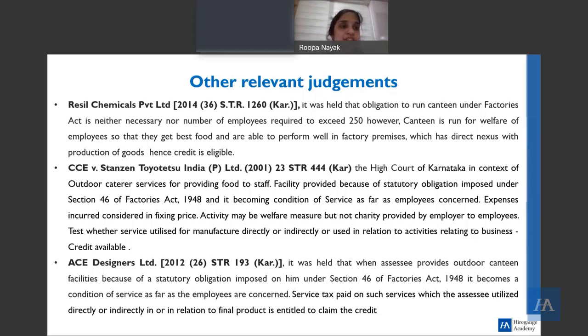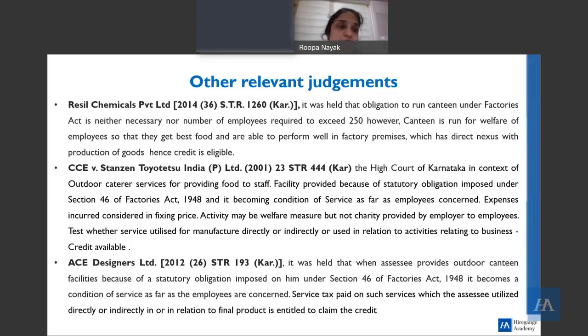Of course, we can look at one more, that is Russell Chemicals, wherein it was held that there was an obligation to run the canteen under the Factories Act. It is not necessary for the number of employees to exceed 250. However, the canteen is there so that the employees get the best food and perform well in the factory, and consequently, the credit should be eligible. So what we can take a cue from these judgments, the last one of Russell Chemicals, is that this once again was a decision during the period prior to 2011, wherein there was no specific restriction in place for the purpose of availment of these kinds of ITC.